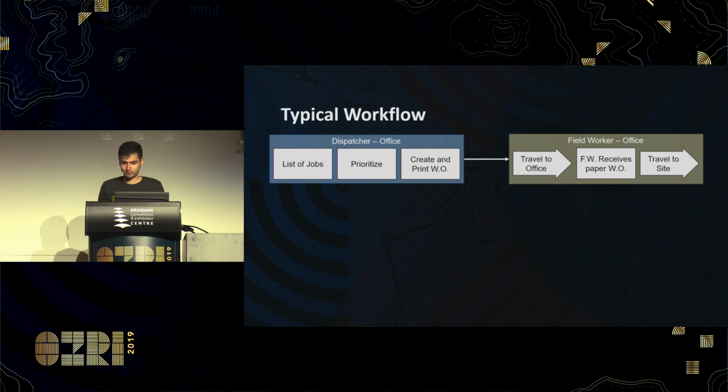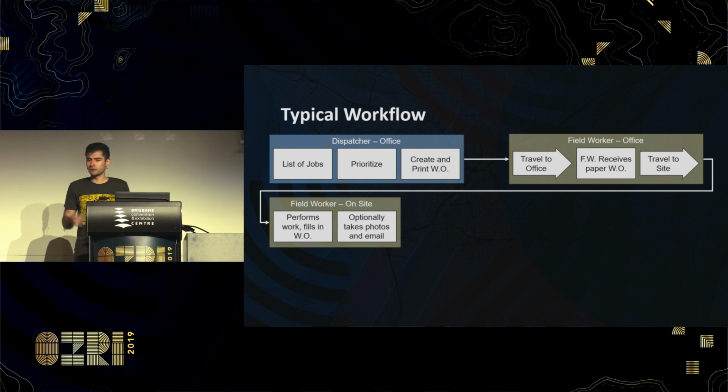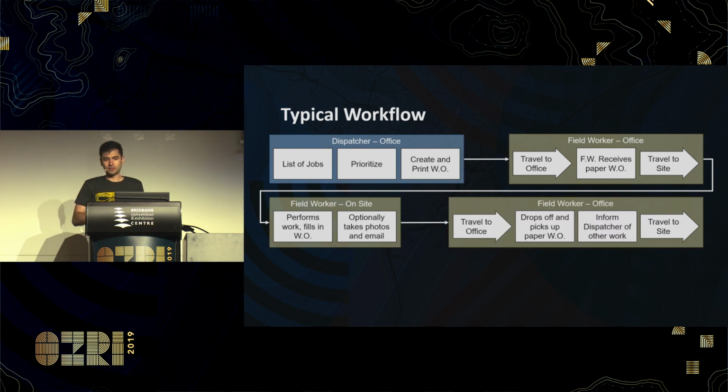Once a field worker receives those work orders, they then travel back out into the field, complete the tasks, and fill in the details. Maybe they'll take a couple of pictures of the works they've done and email them back to the back office. If while they were out they noticed something else that was wrong in the field, they'll maybe take a mental note or write down a note and wait until they get back to the office to see the dispatcher again and inform them, hey, maybe you should send someone out there to inspect this asset. I think it has some damage on it. When they're back in the office, that's when they drop off their work orders, pick up new ones, and then travel back out.